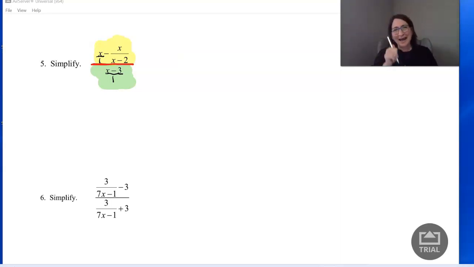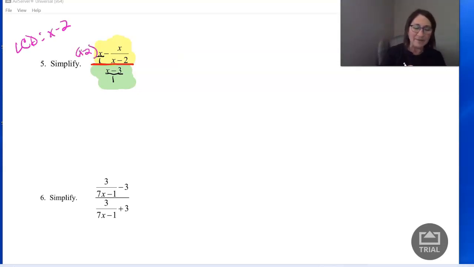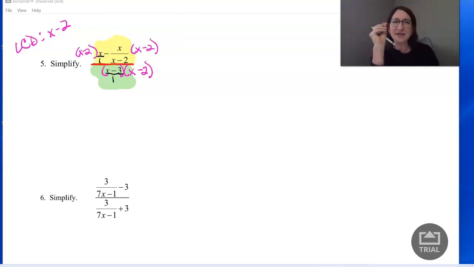So the LCD for this problem is only x minus 2. So I'm going to multiply that x sitting all by itself by x minus 2, my little fraction over there by x minus 2, and this denominator of x minus 3, I'm going to put parentheses around it and multiply it by x minus 2. Funny how that works. And yet, it has to be that way. Okay? All right, here we go.